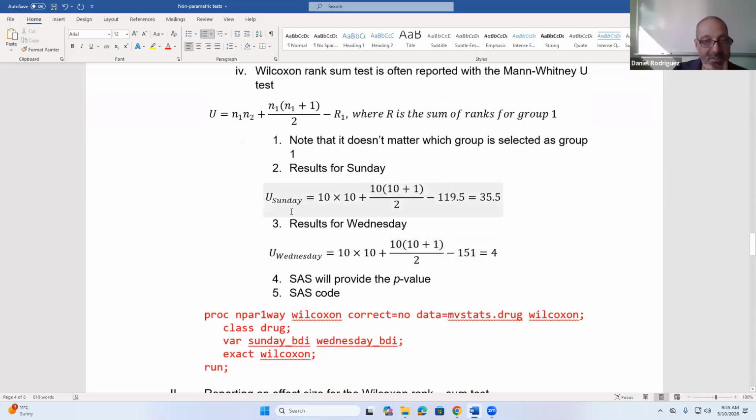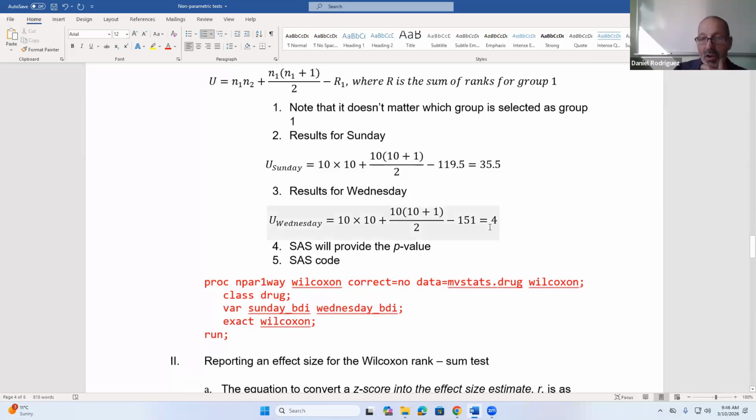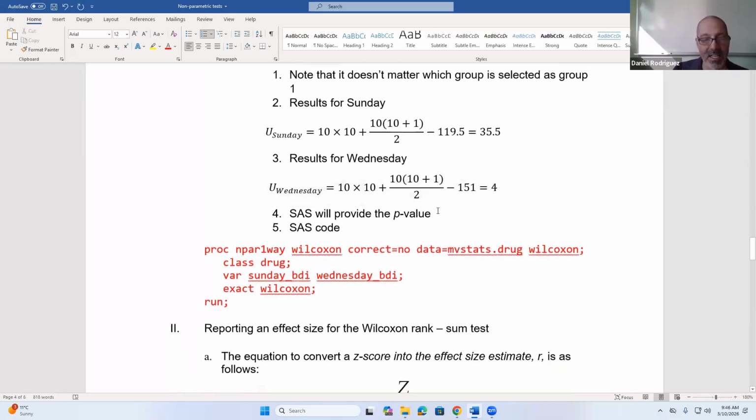That's absolutely true. So the Mann-Whitney U for Sunday is 10 times 10, right? There's 10 in each group. 10 times 11 over 2, minus our group value of 119.5, so we get 35.5. And then for Wednesday, I get 4, because our first group sum was 151. Okay. In this case, I'll just use SAS for the p-values.